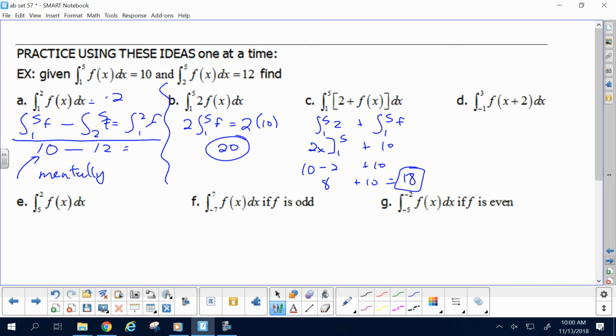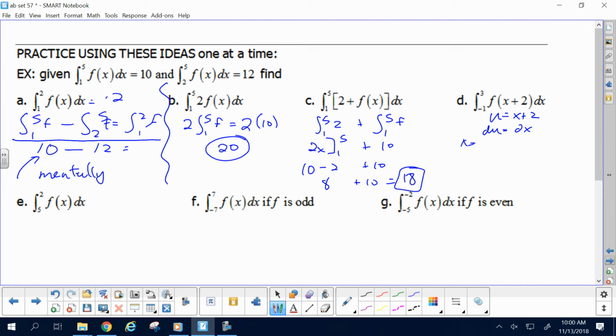What do you think on D? They go from -1 to 3, which they don't give you anything about. And f of x plus 2, what the heck is going on there? Big ideas of calculus: when you have a function within a function, you use u-substitution. And so you would let u equal x plus 2. du then is dx, so that's great.